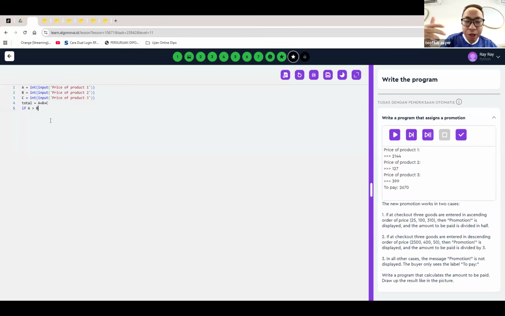Yeah, let's try to read the questions. I think we can get how to actually code if we understand the question. Let's see. Three requirements. If at checkout, three goods are entered in ascending order of price. Okay, ascending. Ascending means going up, right? Yeah, nice. Naik gitu. Then the promotion is displayed and the amount to be paid is divided in half.